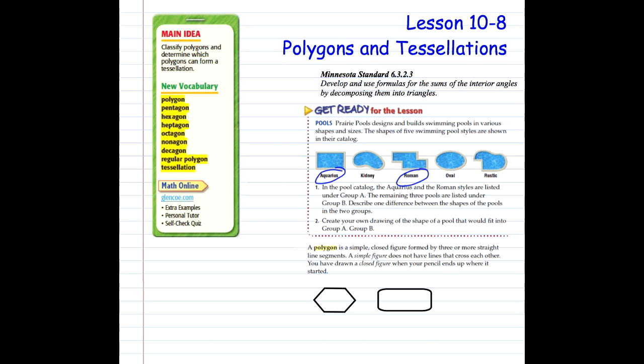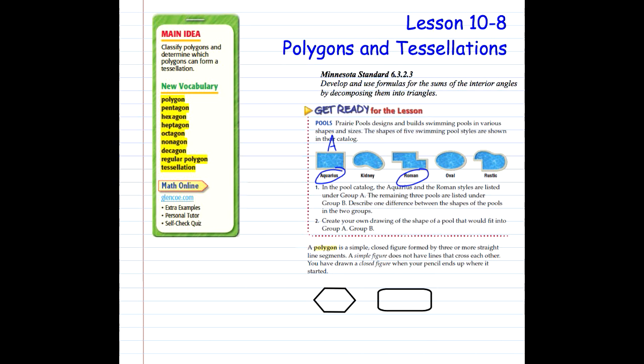The remaining 3 pools are listed under Group B. Describe one difference between the shapes of the pools in the 2 groups. Well, if you look carefully, the Aquarius and the Roman in Group A have sides that are all straight. They're line segments, in other words. The Group B, the kidney, the oval, and the rustic all have curved sides, which means they are not polygons.